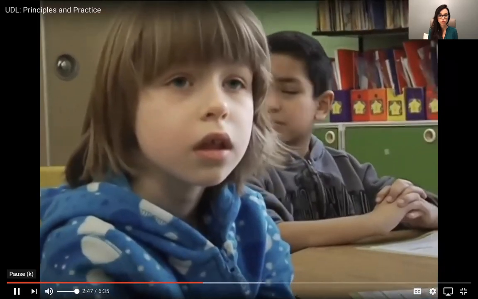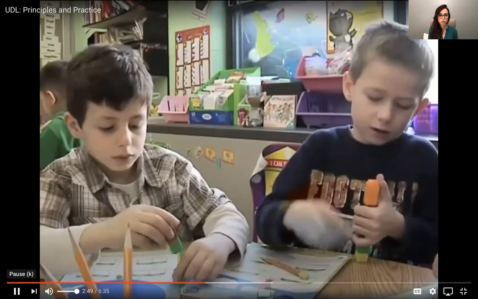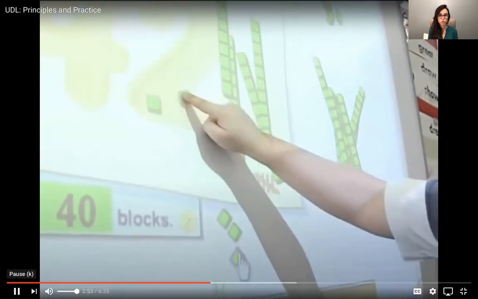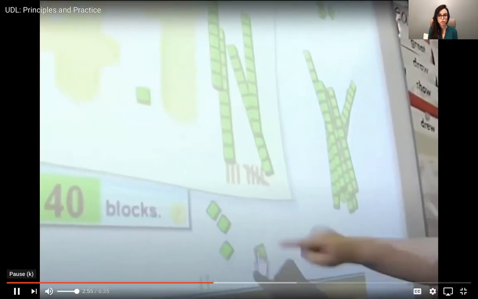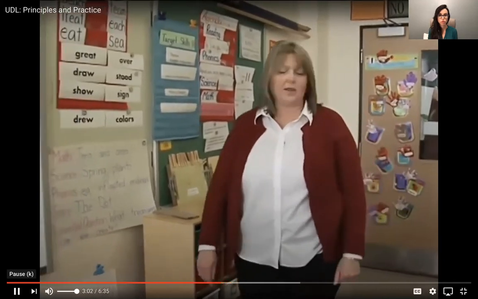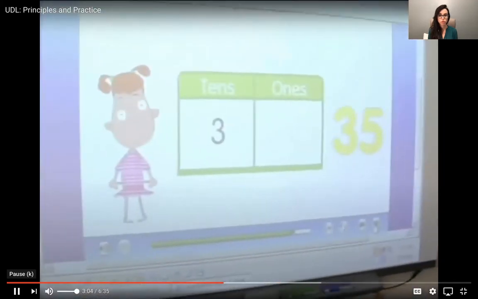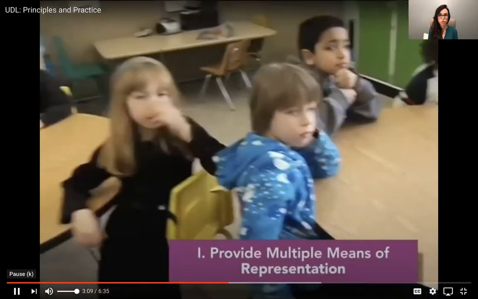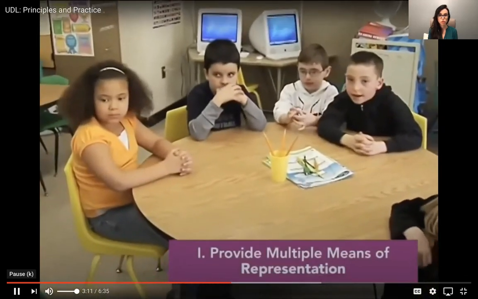How does the learner pick up information? How do they express and act on that information? And how are they engaged by the learning situation? There are three broad principles. The first has to do with how we present information to the learner. And we talk about multiple means of representation. As it turns out, there's no one way that we can present information so to be successful for everyone to learn it. So we talk about multiple means of representation.